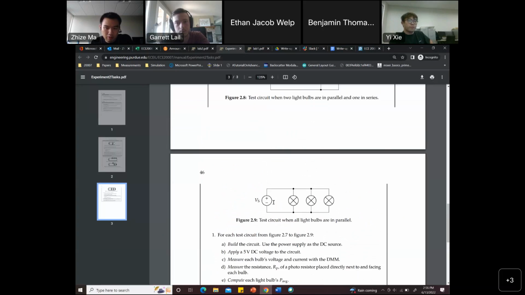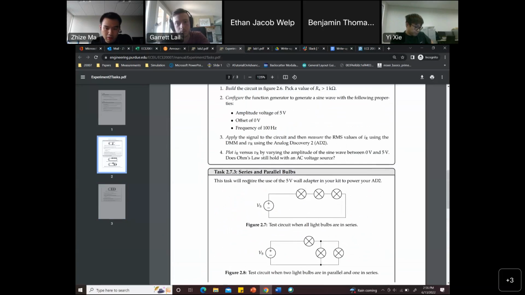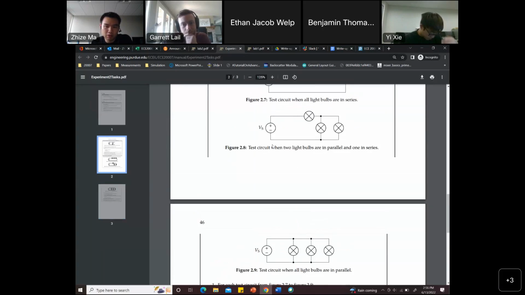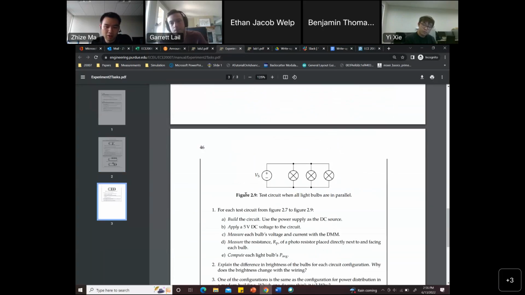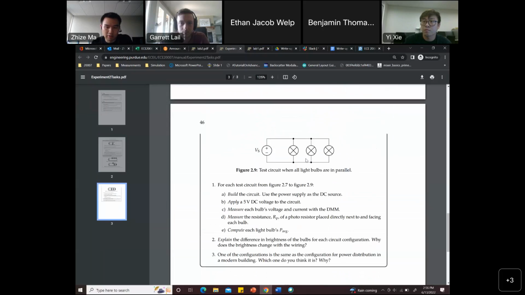Right, so just one thing we need to know is this task will require the 5-volt adapter to connect with their AD2. I think for the first two diagrams it's fine, but for figure 2.9 they will not have enough current if they connect with their laptop. So they need the adapter since everything is in parallel.